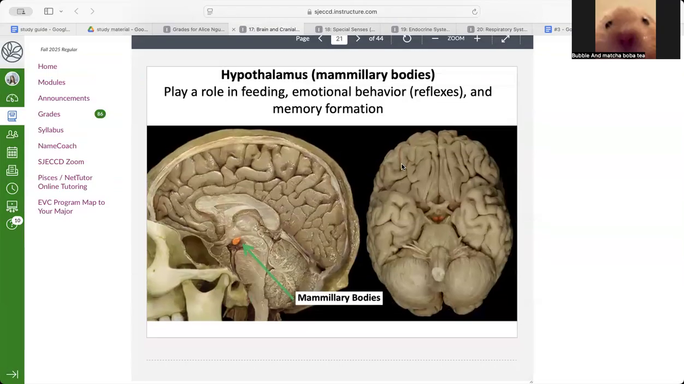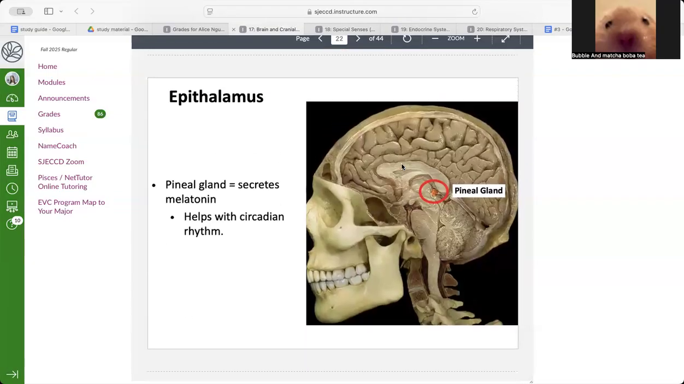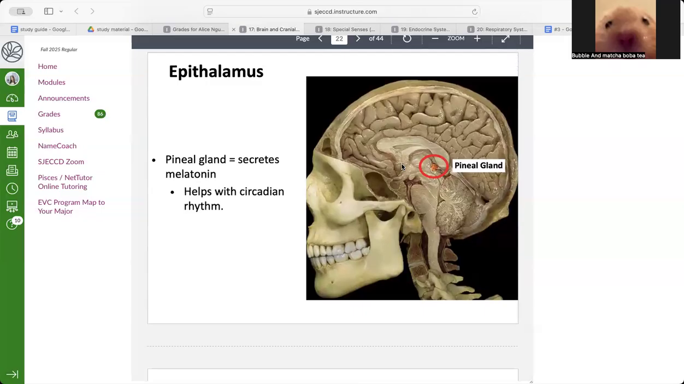We have the epithalamus next. The epithalamus secretes melatonin. It's tightly connected to the pineal gland, and it helps with circadian rhythms.